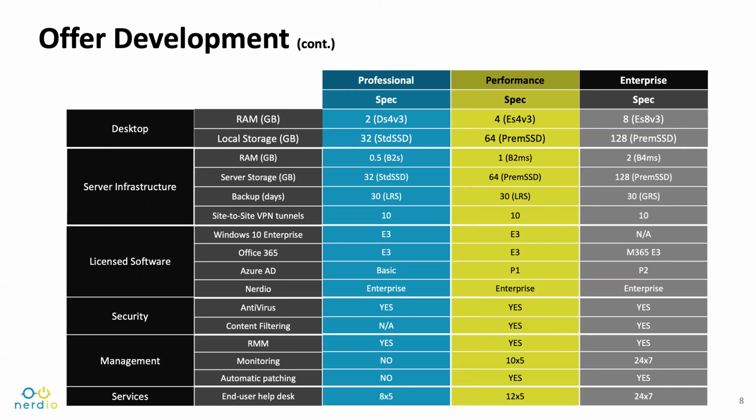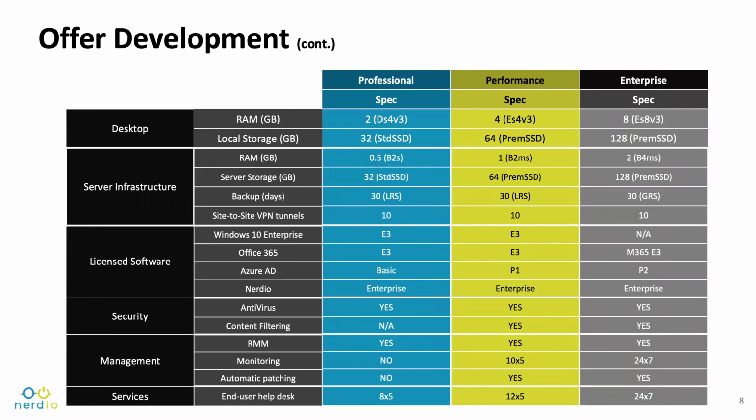How much RAM, for example, does each desktop get? How much local storage? Same thing in the server infrastructure. How much total storage and RAM and backup and VPN tunnels are we going to allocate? And remember, everything we're doing is going to be on a per user per month basis. So it's important to keep our units in terms of our economic value, the value metric, which is per user per month.